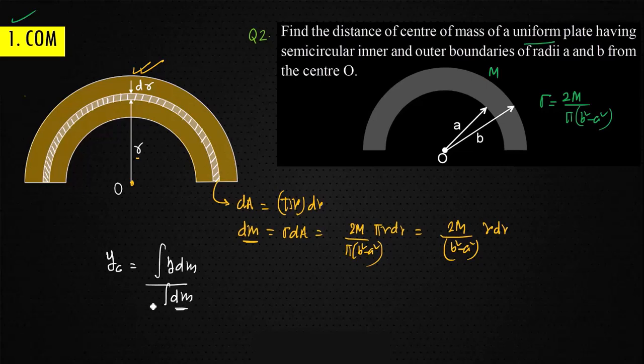Okay, now what is integration of dm? That is nothing but our M number. And what is y? Y is the position of the center of mass of the element. So for this element, the center of mass is located over here.